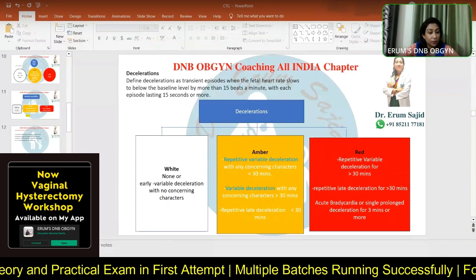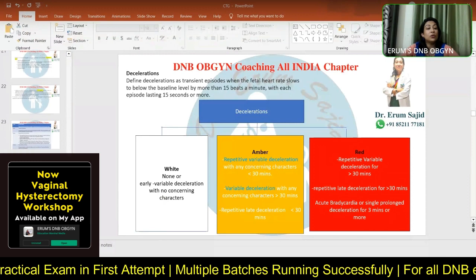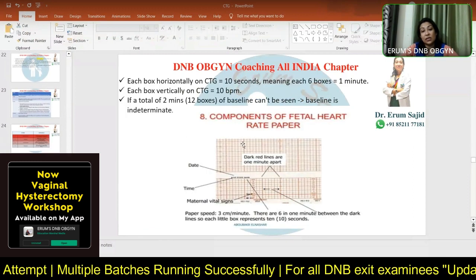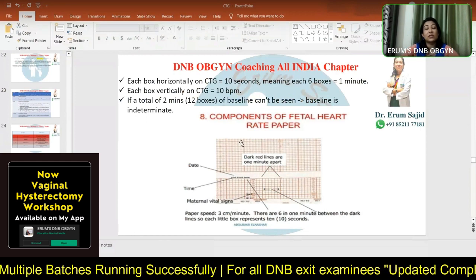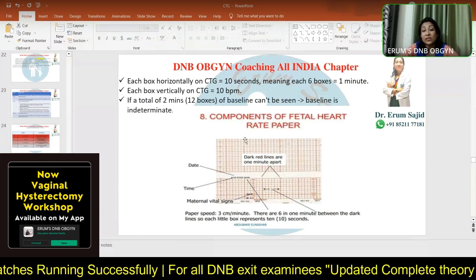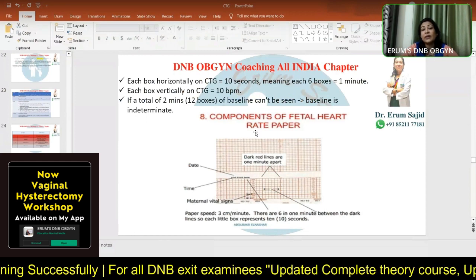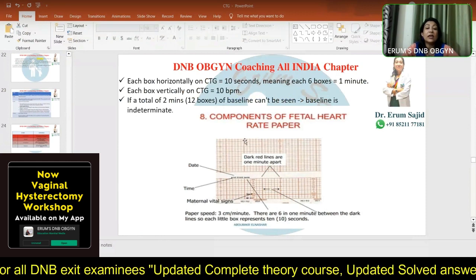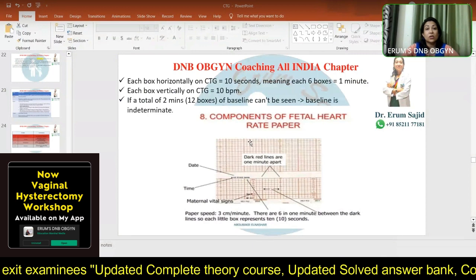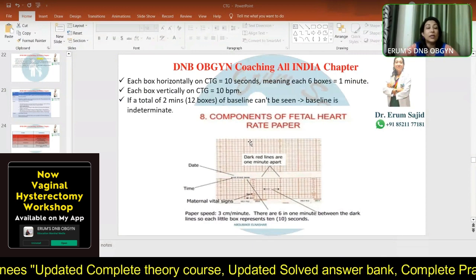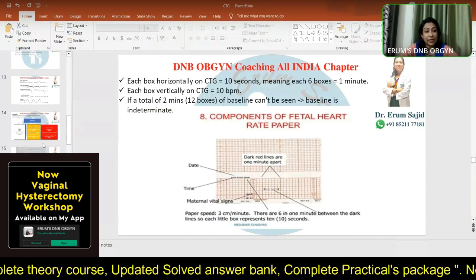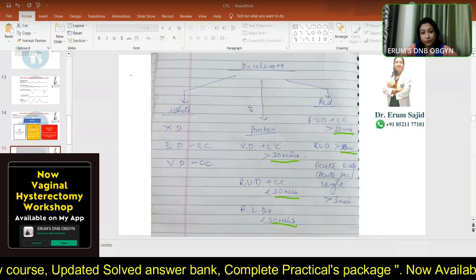Let me show you again through this chart of mine. Every very small box that you can see, not the red lines, the very small box, that's 10 seconds. So if it doesn't even go to the next box, if it's coming like this and going back, that's not taken as a deceleration. It has to be more than 15 seconds. So let's jump to my slide.